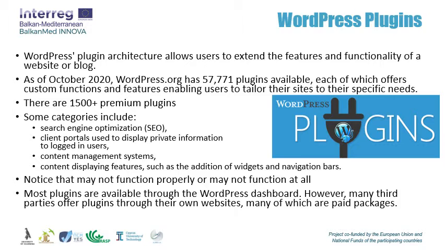Most plugins are available through WordPress themselves, either via downloading them and installing the files manually via FTP or through the WordPress dashboard. However, many third parties offer plugins through their own websites, many of which are paid packages. Web developers who wish to develop plugins need to learn the WordPress hook system, which consists of over 300 hooks divided into two categories: action hooks and filter hooks.